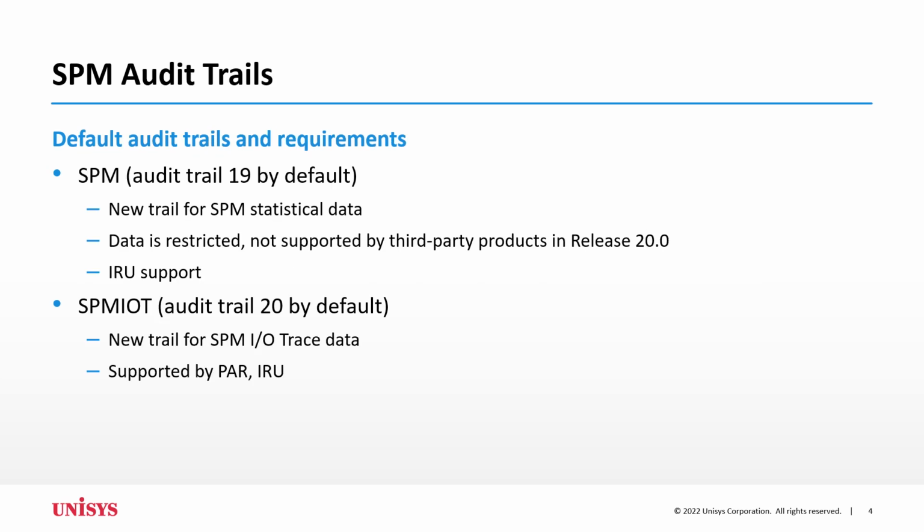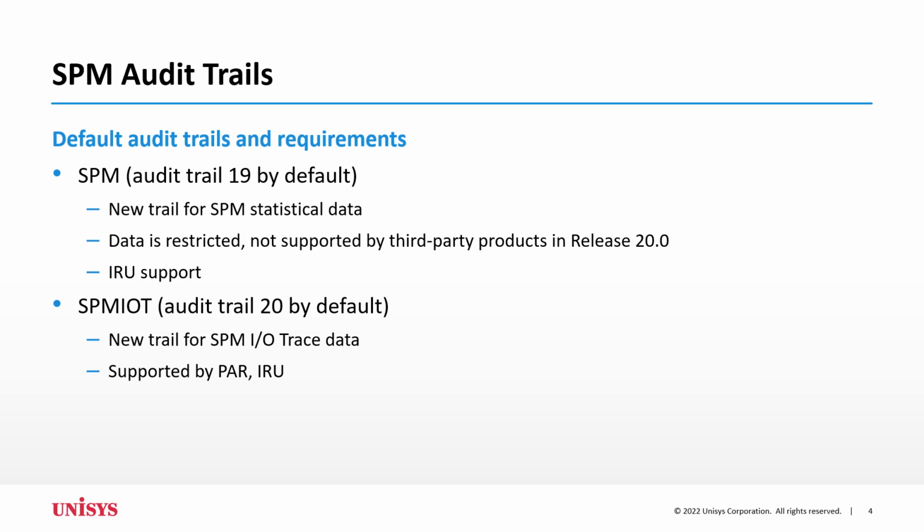The SPM feature introduces a new audit type named SPM and two new default audit trails named SPM and SPM IoT. Both trails are audit type SPM. The SPM audit trail, which defaults to trail number 19, contains SPM statistical data. This audit trail, like the SPM IoT audit trail, is automatically configured in Release 20.0. The user can configure it to be any other audit trail number, but its name must remain SPM. Tools such as PAR do not support the analysis of this data. In future releases, Unisys will document this data and specifics about the trail.